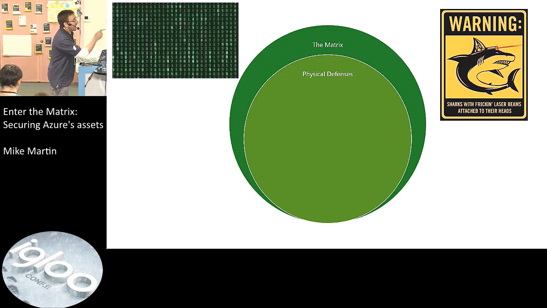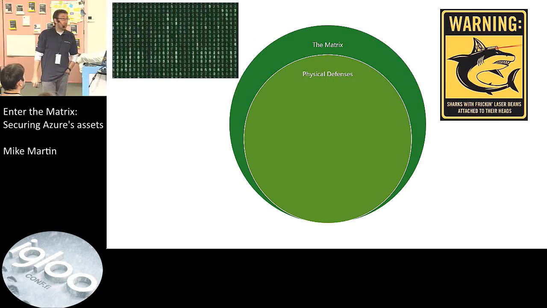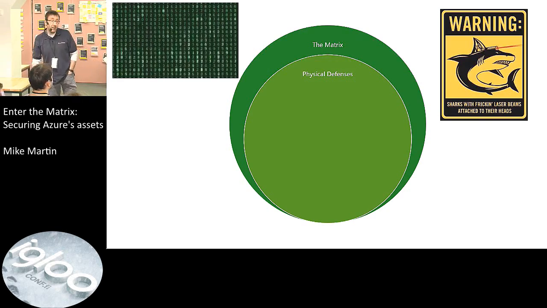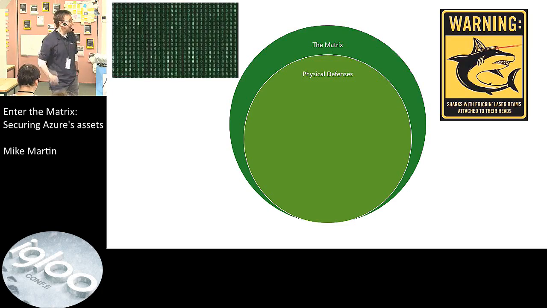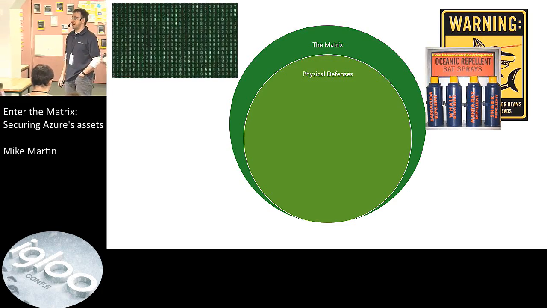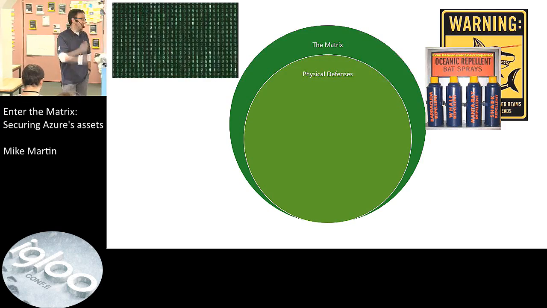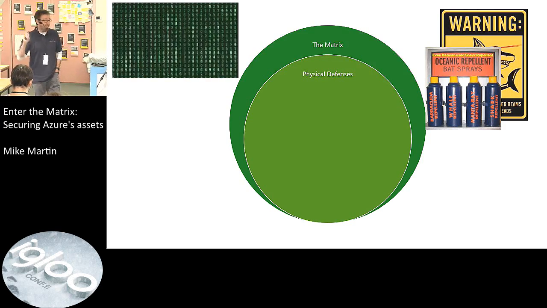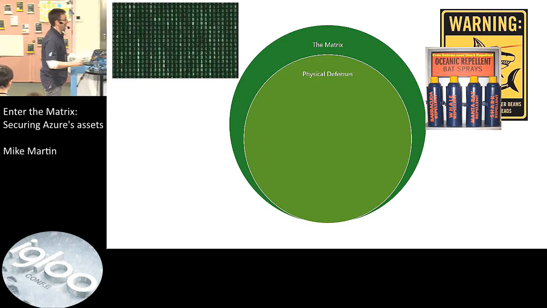All right, sorry. So we have the physical defenses. We have the sharks with freaking lasers, and nobody can get past those. Some get them as a present. Only Batman can do that because he has shark repellent bat spray. So he can kill the sharks. If you've ever seen the 1966 Batman movie, that's a reference to that one.